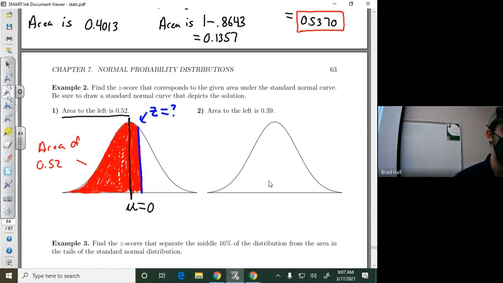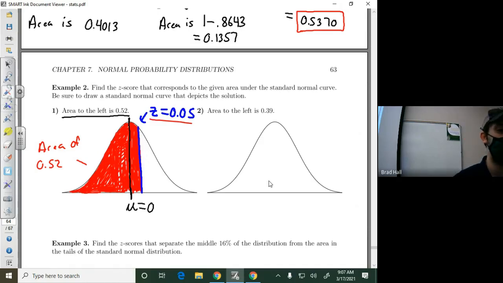So the z-score we found was 0.05. And this makes sense because a positive z-score means we are above the mean very slightly. And so that does resemble, in fact, what we have. So that's the z-score. That is the answer here.